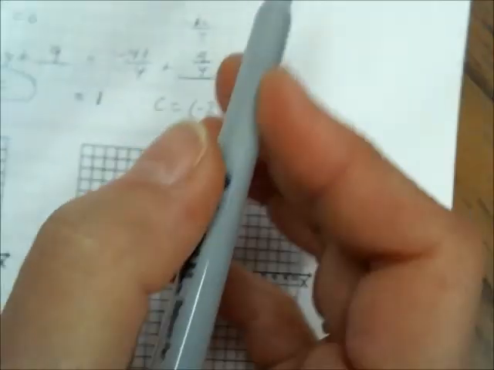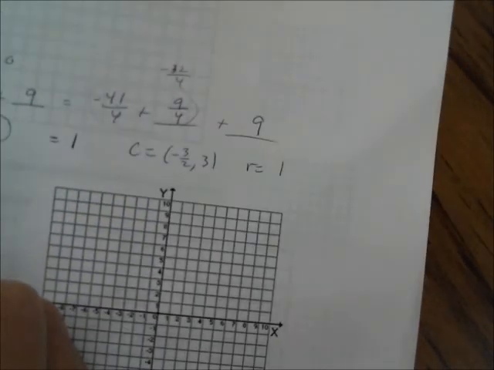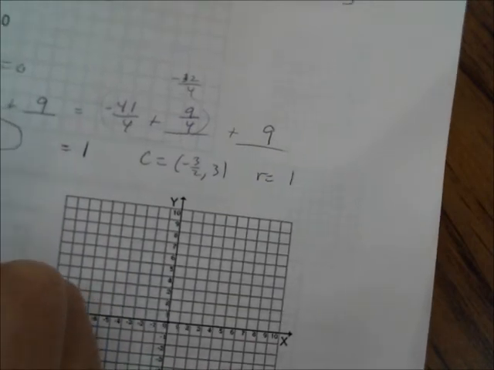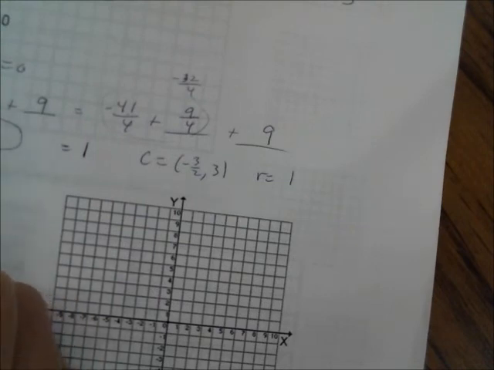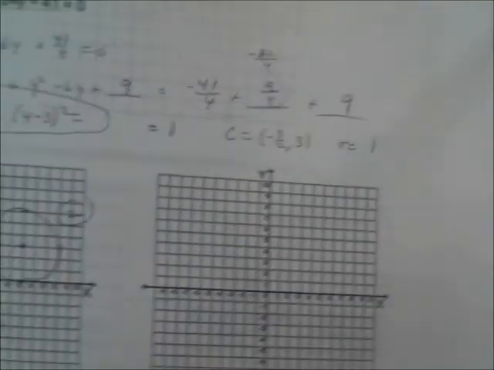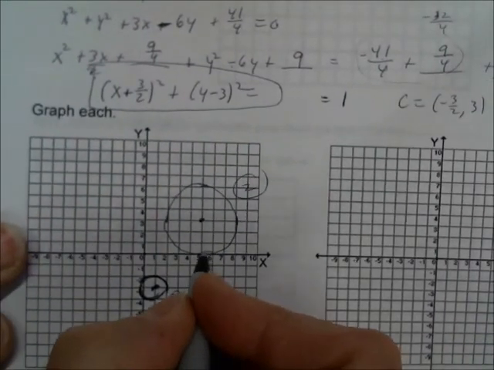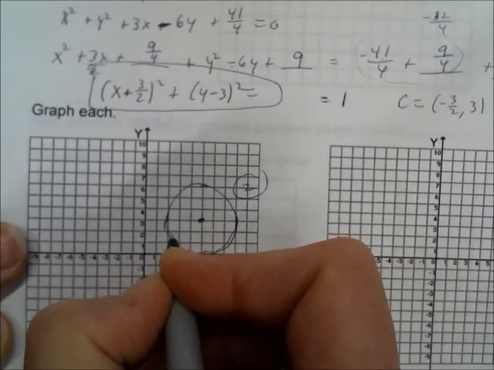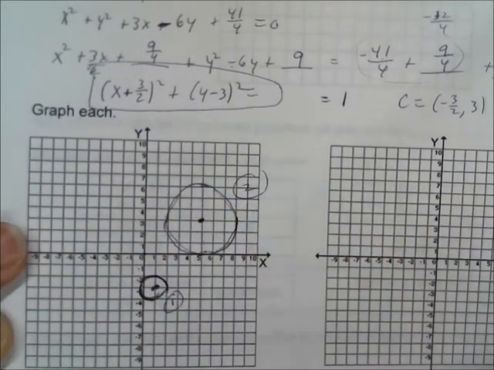Example number 2, the center is at 5, 3. So go over 5, up 1, 2, 3, and this radius is equal to 3. So you go over 1, 2, 3, go up 1, 2, 3, go to the left 1, 2, 3, go down 1, 2, 3, and do your best to draw a nice even circle, which I usually can't do. So here's circle number 2. I don't know if you saw anything that I was doing here when I was graphing. Here's the center at 5, 3, and then I went left, right, up, and down 3 to draw that circle.